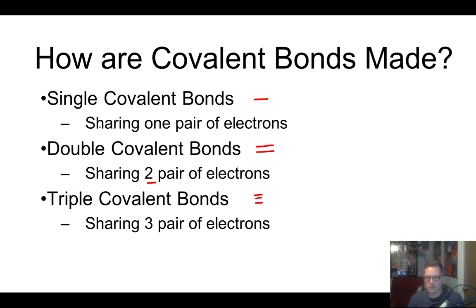Just another way to think about this: this would be two electrons, because it's one pair, and this one would be 4 electrons. Then a triple bond is 6 electrons, because each pair has 2. So we can just multiply 2 by however many pairs of electrons we have.